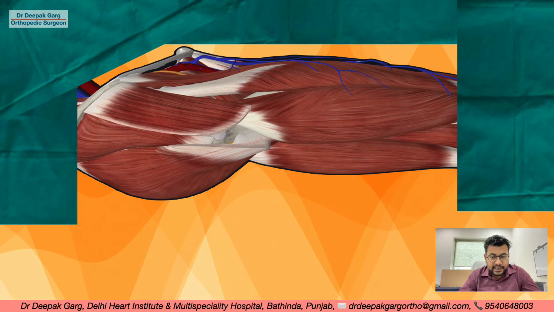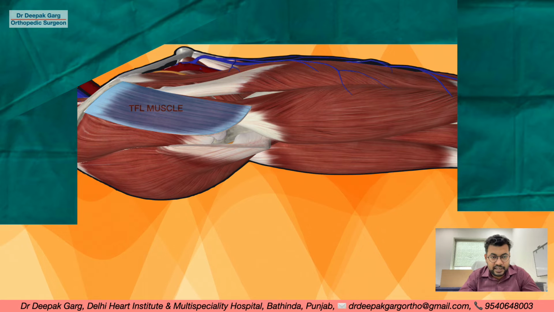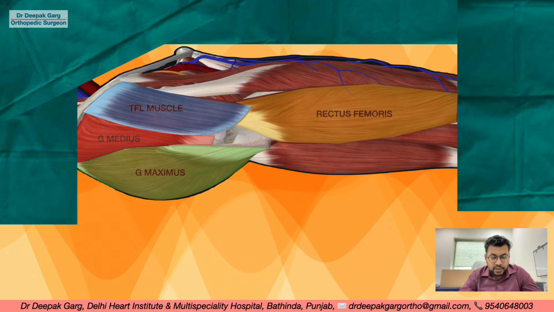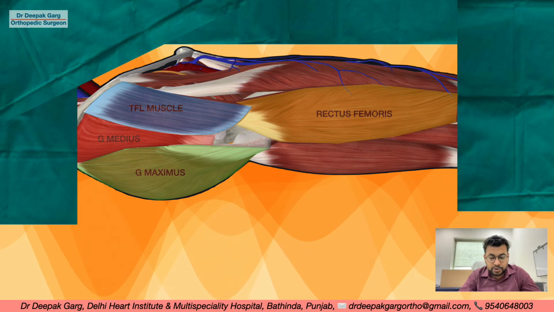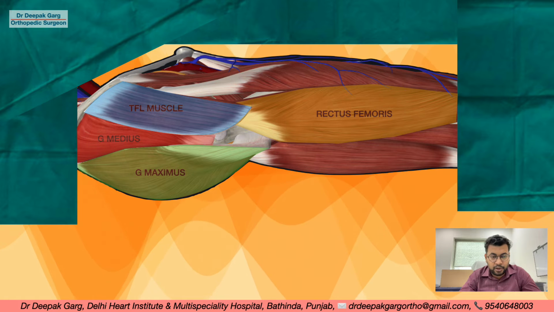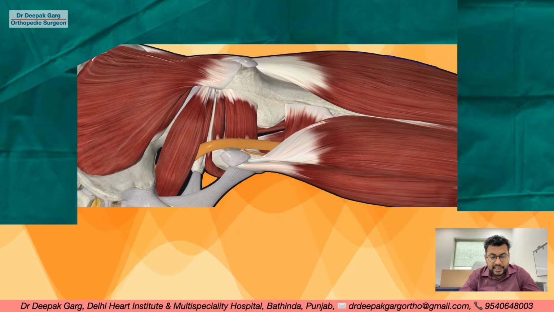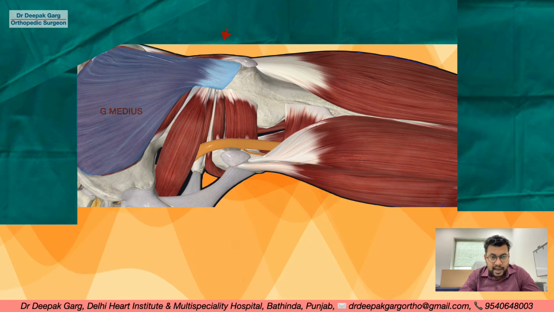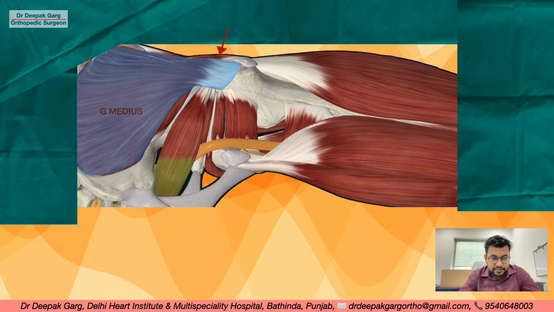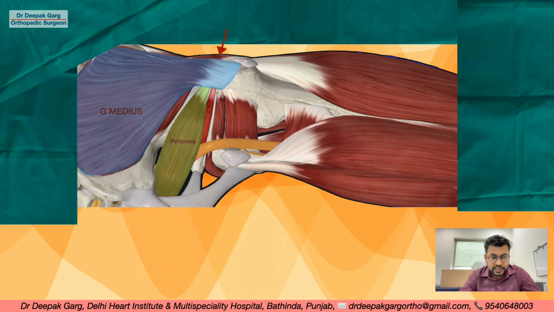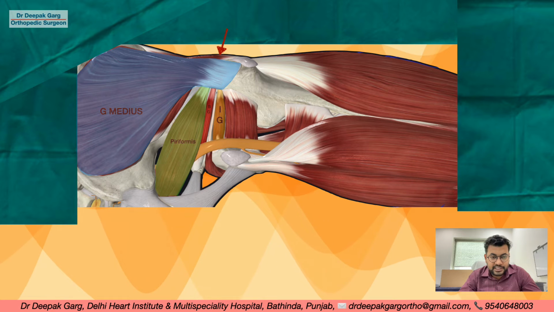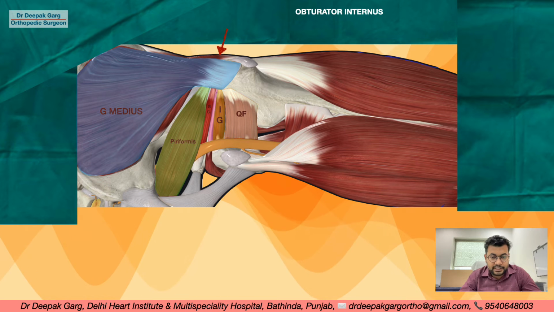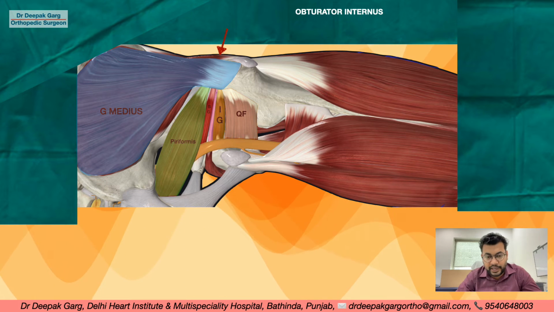So let's just again identify the muscles. So this is a tensor fascia lata muscle, gluteus maximus, gluteus medius muscle. This is a rectus femoris muscle. So once we retract the gluteus maximus posteriorly, then we have in front of us the external rotator muscles. So let's again identify all the muscles here after retraction of the gluteus maximus. This is a gluteus medius muscle, and then this is a piriformis, this is a superior gemellus, and this is an inferior gemellus, and between the two is an obturator internus, and then distally is a quadratus femoris muscle. So these are all short external rotators.